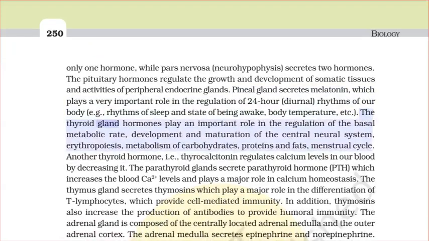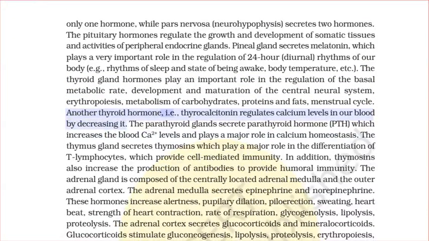The thyroid gland hormones play an important role in the regulation of the basal metabolic rate, development and maturation of the central neural system, erythropoiesis, metabolism of carbohydrates, proteins, and fats. Another thyroid hormone, that is, thyrocalcitonin, regulates calcium levels in our blood by decreasing it.